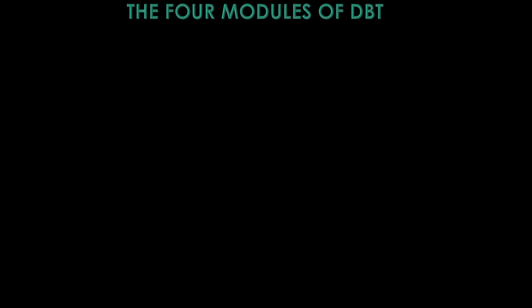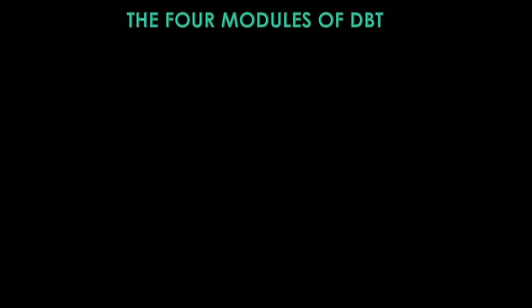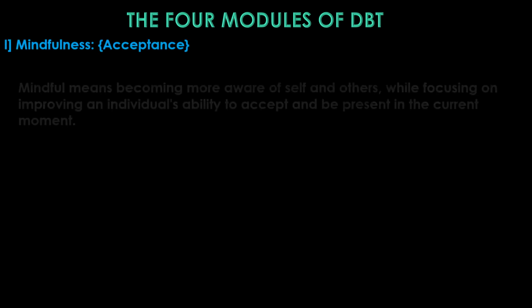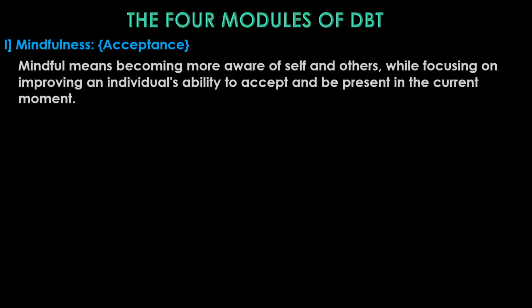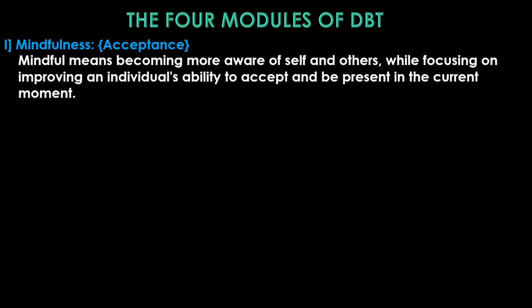So let's take a quick rundown of the 4 modules of DBT. First of all, mindfulness, or acceptance. Mindful means becoming more aware of self and others while focusing on improving an individual's ability to accept and be present in the current moment.